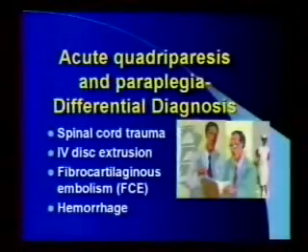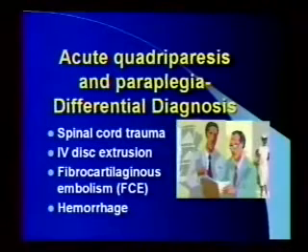There are several things that can cause acute quadriparesis and paraplegia, and these are the typical ones. Of course, spinal cord trauma, again, it's always in there in any kind of spinal cord condition. An intervertebral disc extrusion that has just exploded out of the space into the spinal cord. Might be painful initially, or it can be beyond pain.